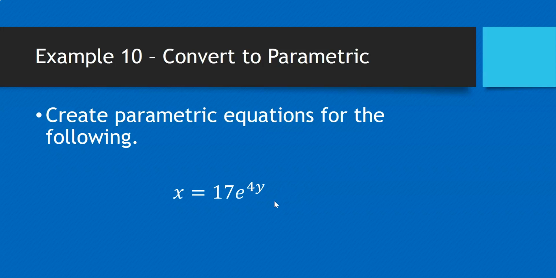So here's what I'd like you to do. I'd like you to push pause on the video and go ahead and do some substitution to create parametric equations for the following. Just create one set of parametric equations for the following rectangular equation. Specifically, x equals 17 times e to the 4y.